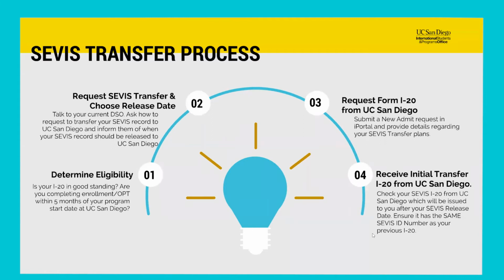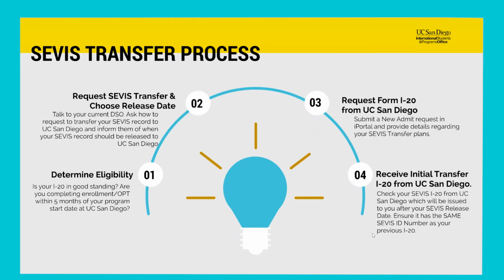So once you've determined you're eligible, once you've talked to your current institution and they've released your SEVIS record to UC San Diego, you will then move on to step 3, requesting your Form I-20 from UC San Diego. Lisa will go in detail regarding how to request this I-20, what it looks like in iPortal, and what the form will ask you. However, you do need to request the I-20 from us, okay?